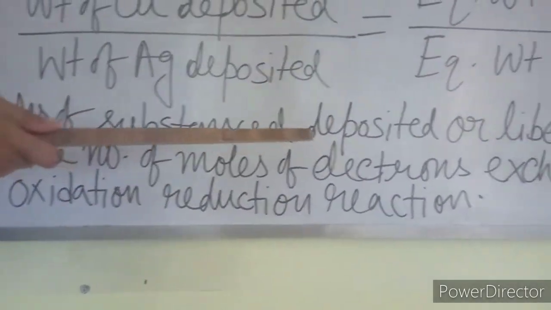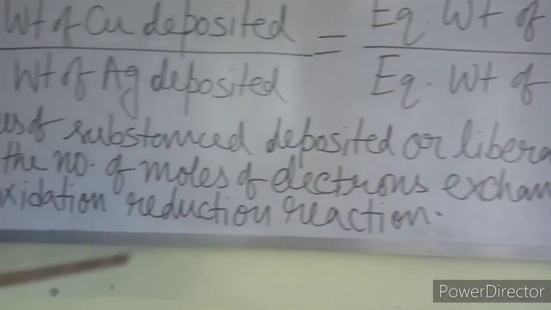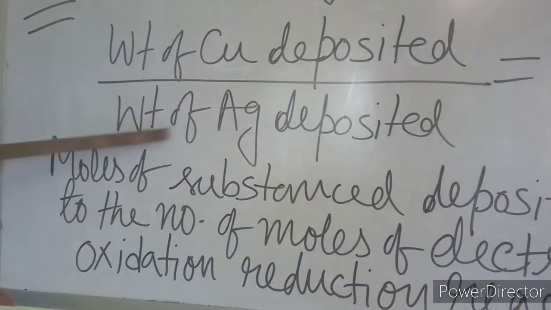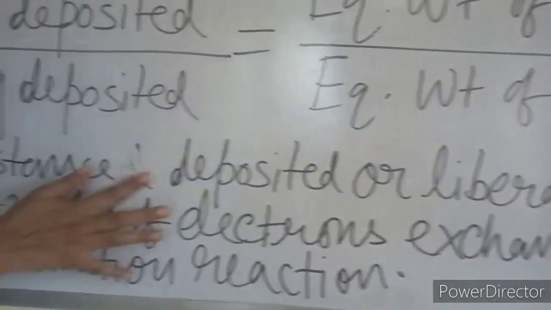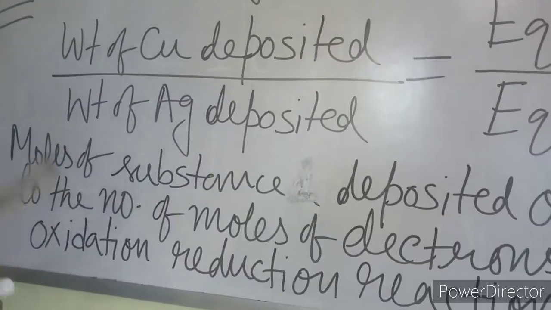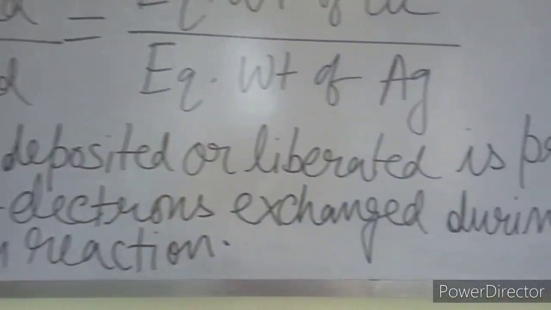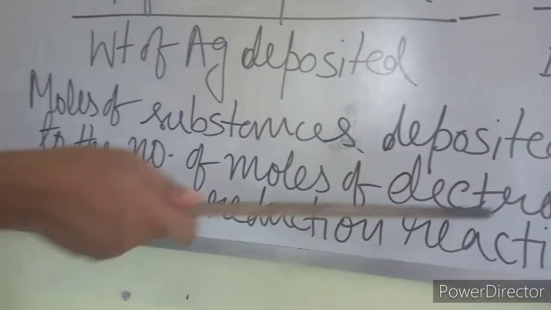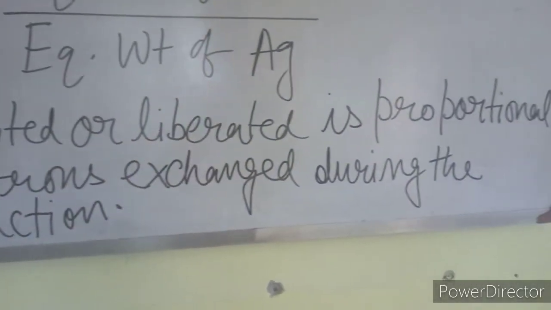proportional to the number of moles of electrons exchanged during the oxidation reduction reaction. Again I am saying it in terms of moles: moles of substance deposited or liberated is proportional to the number of moles of electrons exchanged during the oxidation reduction reaction.